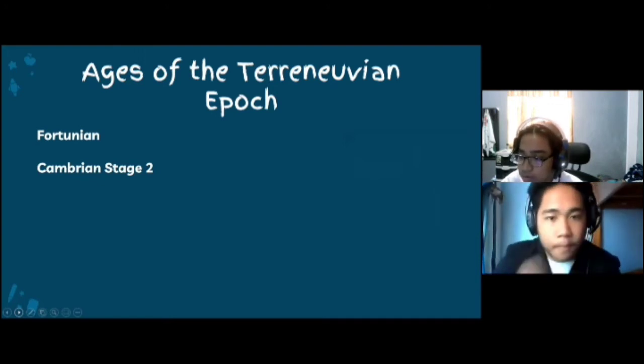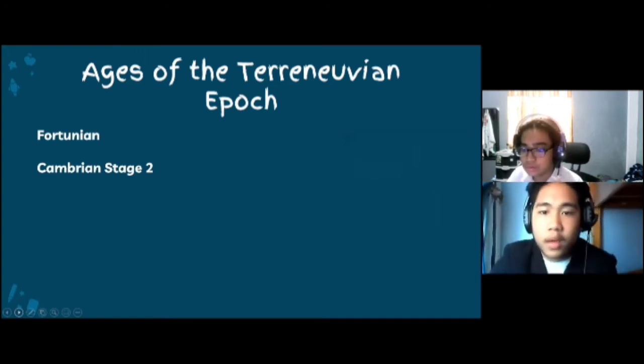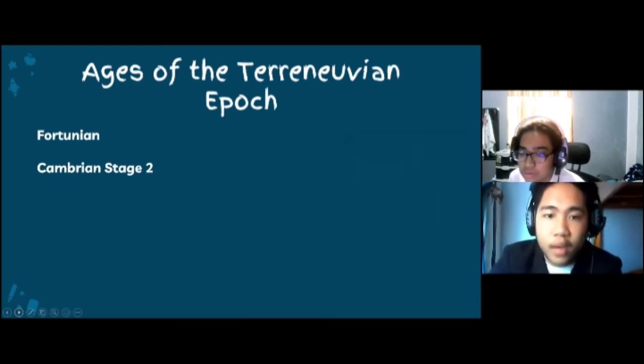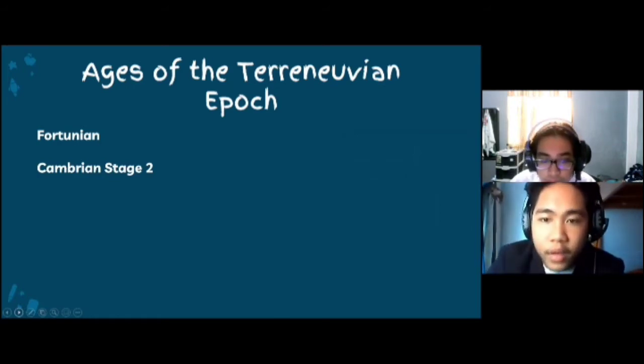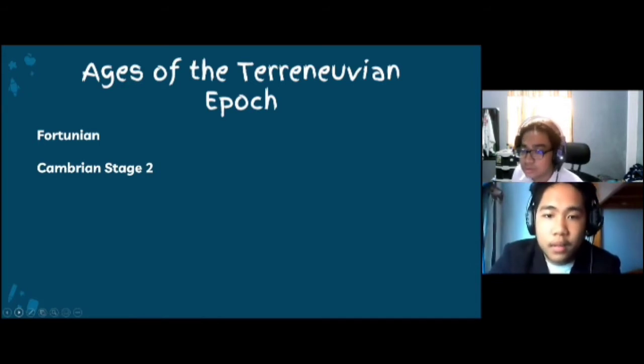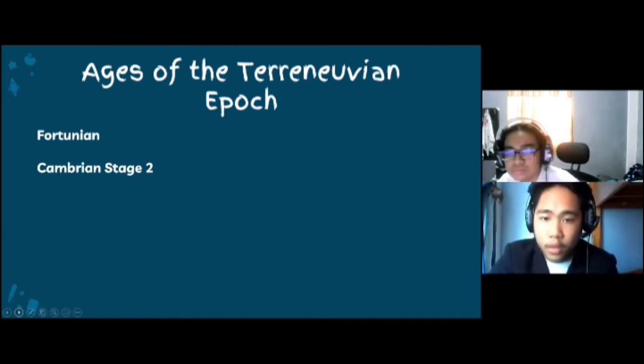Cambrian Stage 2. Cambrian Series 2 is the second series of the Cambrian. It lies above the Terreneuvian series and below Cambrian Series 3. Series 2 has not been formally defined by the International Commission on Stratigraphy, lacking a precise lower and upper boundary and subdivision into stages. The proposed lower boundary is around 521 million years ago.